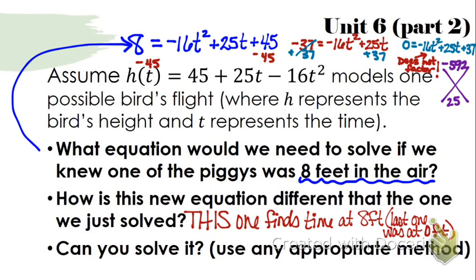So what would be your appropriate method? We could graph it, absolutely. I can go in and graph it. I'm going to graph this right here. So I'm going to put the bird's path in first. We're going to see the bird's path, and then we're going to find when it is at 8 feet. Okay? So I'm going to hop into Desmos.